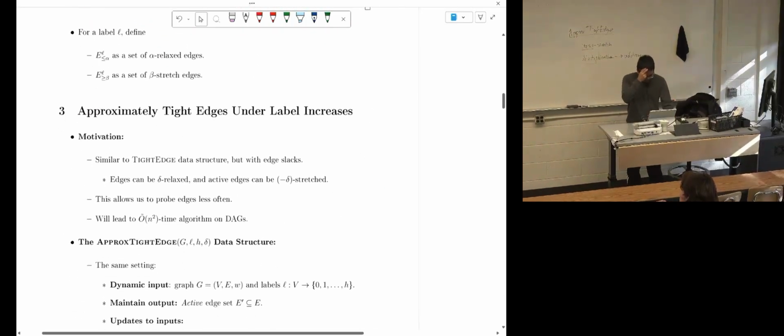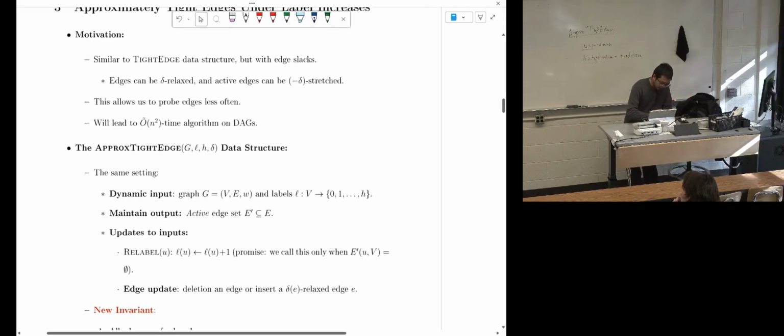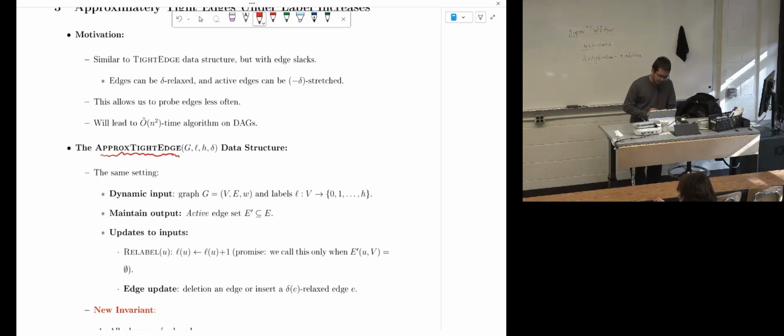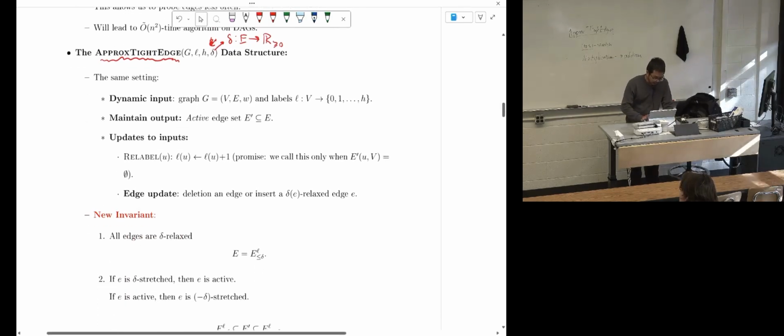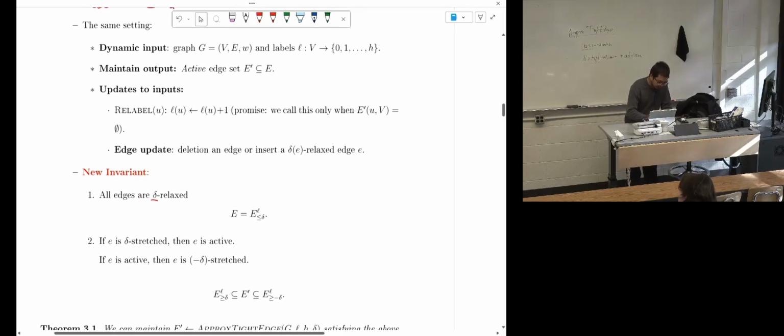Okay, good. So now the notion of this approximate TightEdge data structure, I used to use epsilon here. Now I put delta, where delta again is a kind of function, a slack function. And the invariant now would be that every edge is delta relaxed. And if any edge is delta stretched, it should be active.